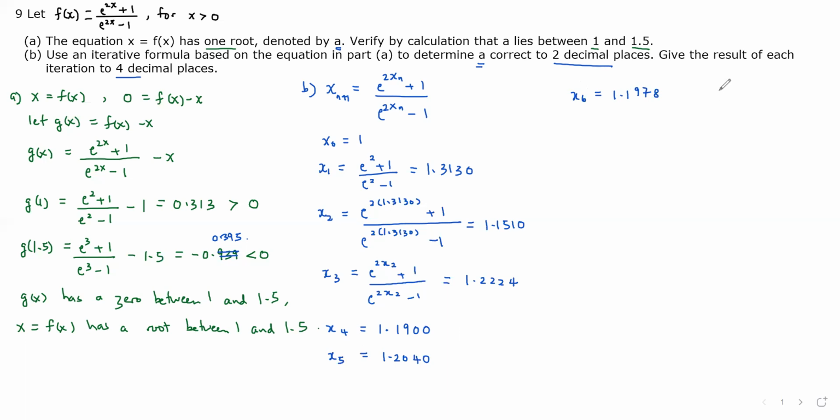So we are going to continue with x sub 6, which is 1.1978. To 2 decimal places, this is 1.20, and x sub 5 is also 1.20 to 2 decimal places. We need the next one. If it converges to 1.20 for 3 iterations, then we can stop. So x sub 7, the next one, is 1.2005, which is 1.20 to 2 decimal places. From here, we can say that A is 1.20 to 2 decimal places.